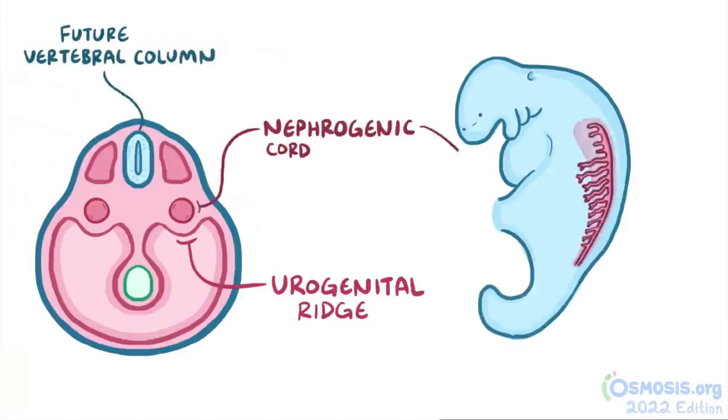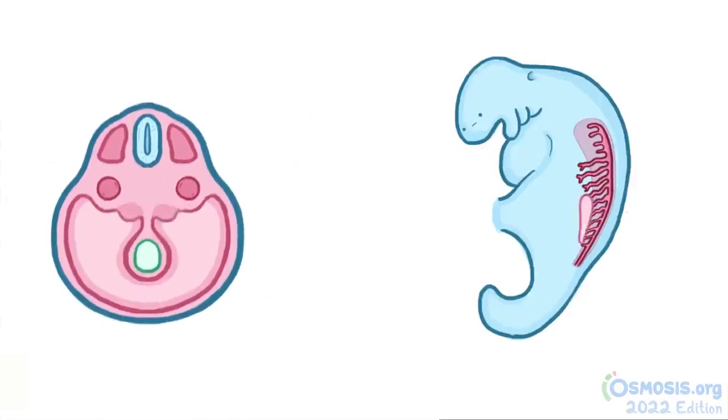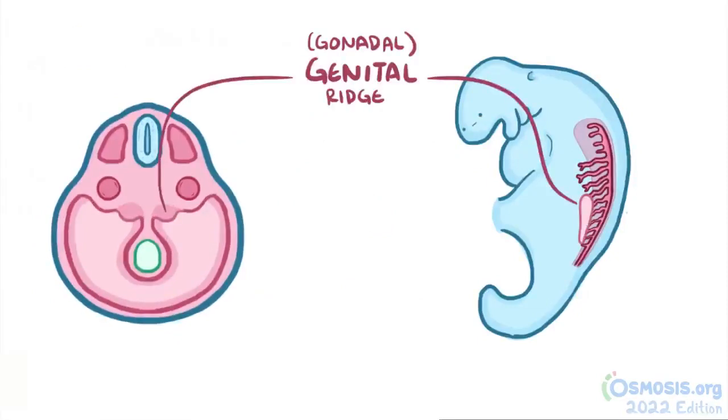Each urogenital ridge runs parallel to the embryo's future vertebral column, and organizes into a cylinder of mesoderm called the nephrogenic cord. Most of the nephrogenic cord goes on to form urinary structures, but a strip of it in the middle gives rise to the gonads in males and females. This portion that gives rise to the gonads is called the genital or sometimes gonadal ridge. This genital ridge has a mesoderm core and is covered with epithelium.